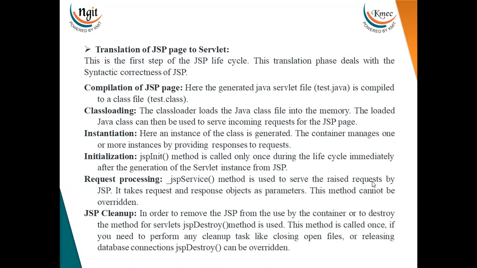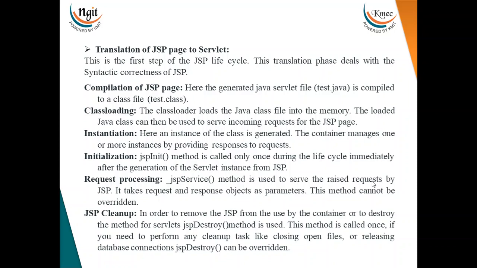Translation of the JSP page to a servlet is the first step. This translation phase deals with the syntactic correctness of the JSP. Then comes compilation of the JSP page, where the generated Java servlet file is compiled to a class file. Class loading: the class loader loads the Java class file into memory. The loaded Java class can then be used to serve incoming requests for the JSP page. Instantiation: an instance of the class is generated. The container manages one or more instances by providing responses to requests.